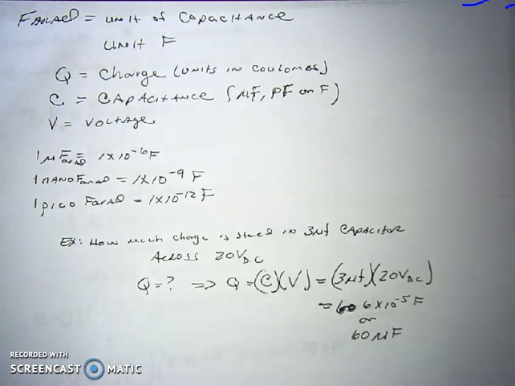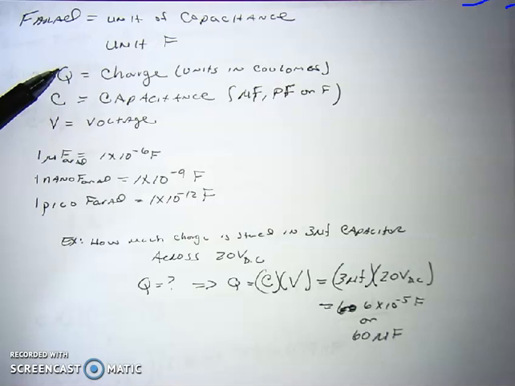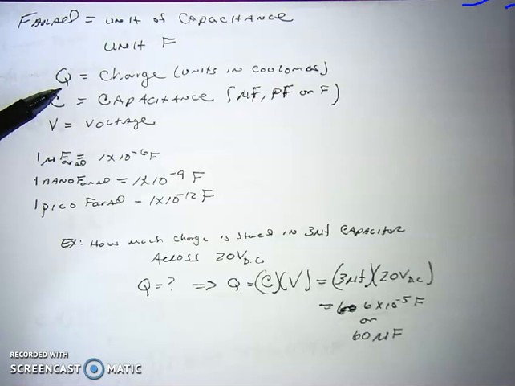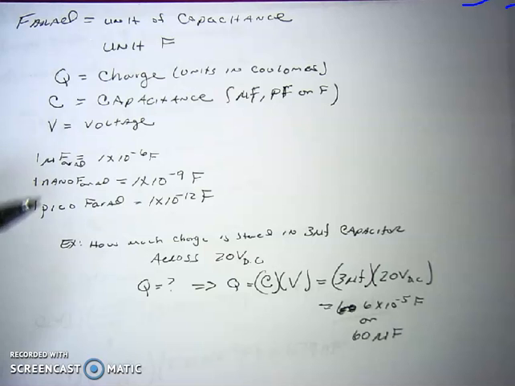The basic fundamentals of a capacitor: its unit is farads, and a farad is a very large unit. Q is equal to charge, C is equal to capacitance, and V is equal to voltage. Capacitance is usually measured in microfarads, nanofarads, and picofarads. Micro is 10 to the minus 6, nano is 1 times 10 to the minus 9, and pico is 1 times 10 to the minus 12.